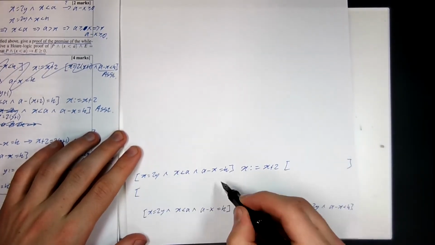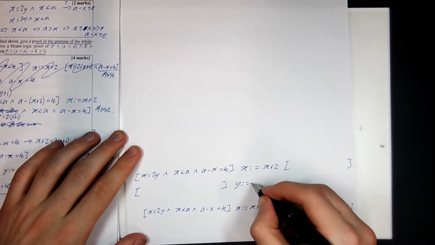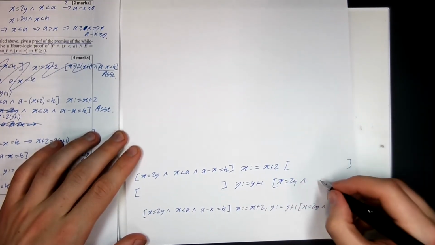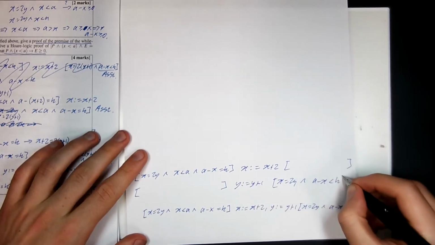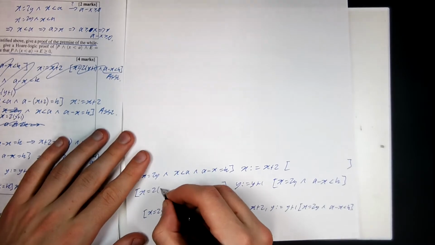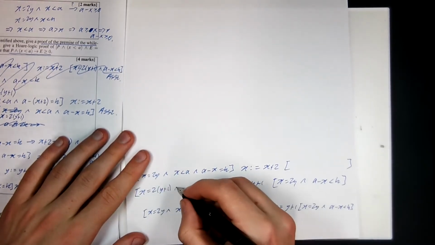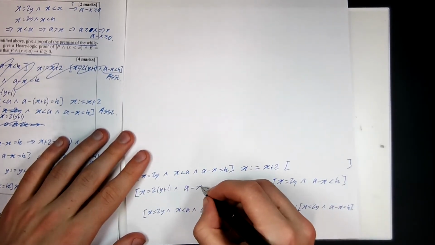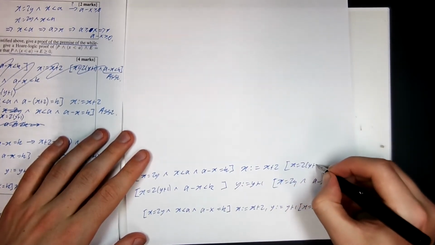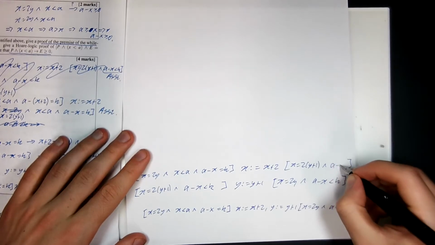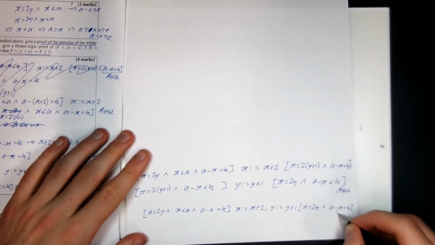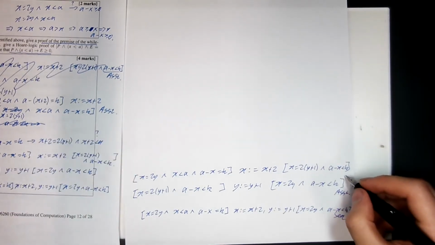And a take x is strictly less than k. Alright, do something backwards. So we have x equals 2y plus 1, and a take x is strictly less than k. We need, so this is true by assignment. This is true by sequencing, but this is not yet proven.